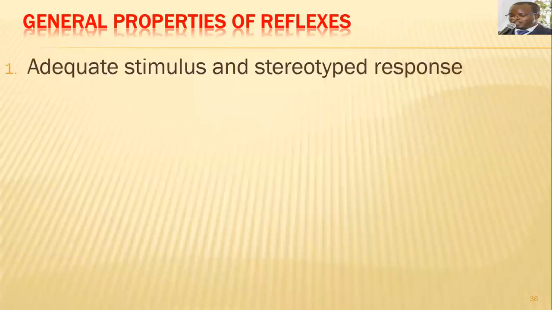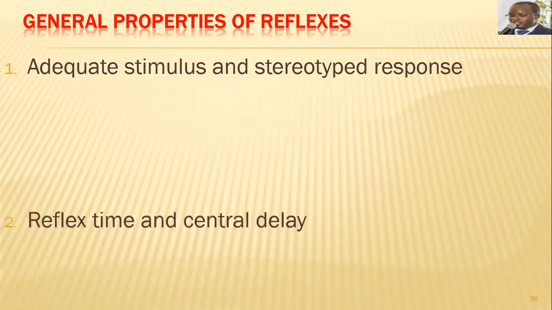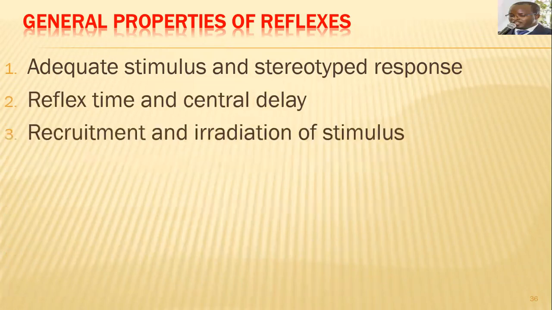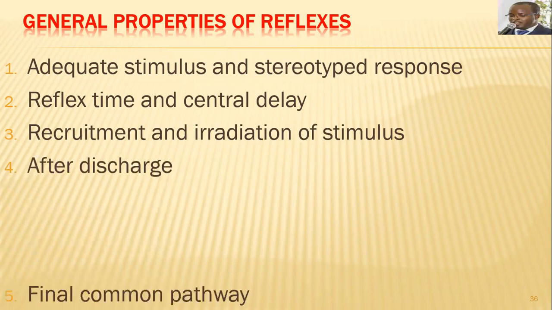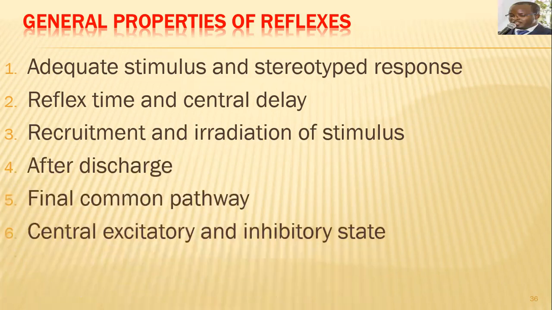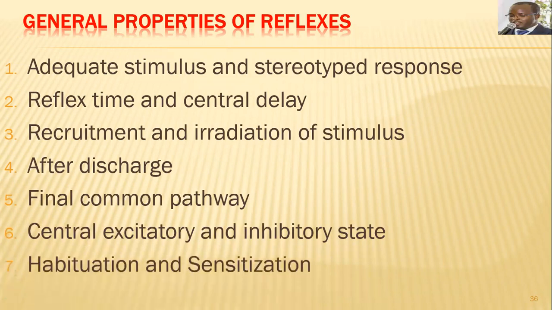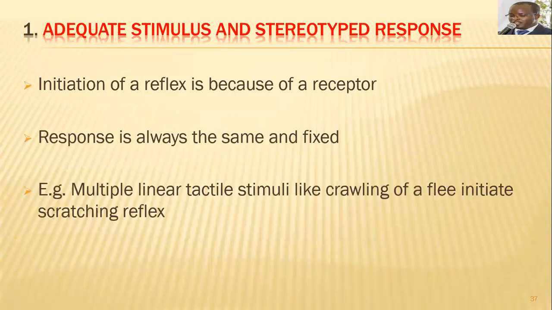So the first one is adequate stimulus and stereotyped response, then reflex time and central delay, recruitment, irradiation of stimulus, after-discharge, final common pathway, then you have central excitatory and inhibitory state, habituation, and sensitization. So these are the general properties of reflexes. Just adding more information to each property so that you are able to understand what we mean by adequate stimulus and stereotyped response.